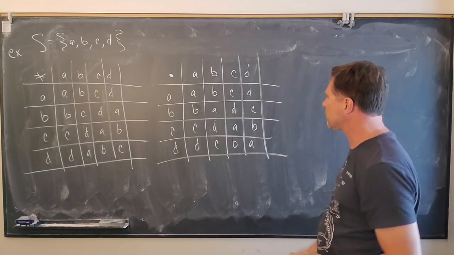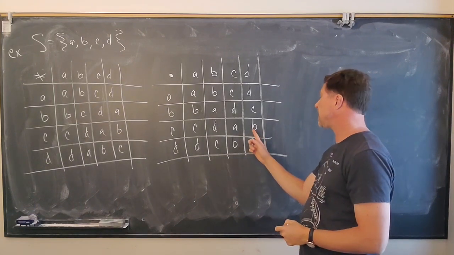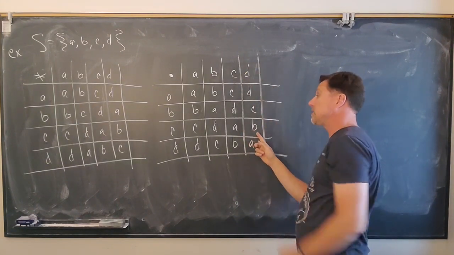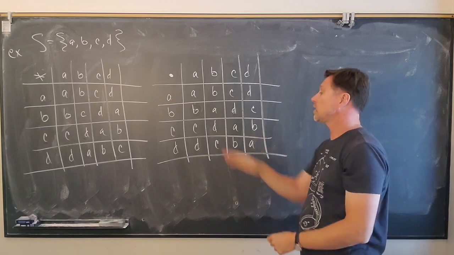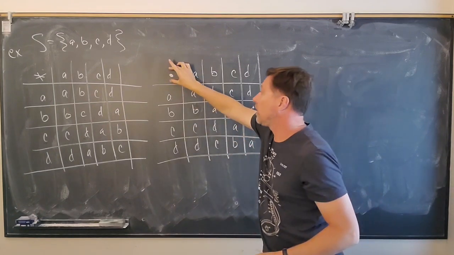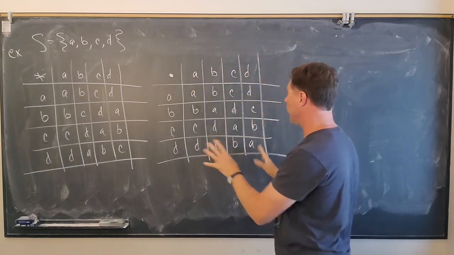Okay, so what does this mean? For example, C dot D is equal to B. All right, so it's always row, then operation, then column.